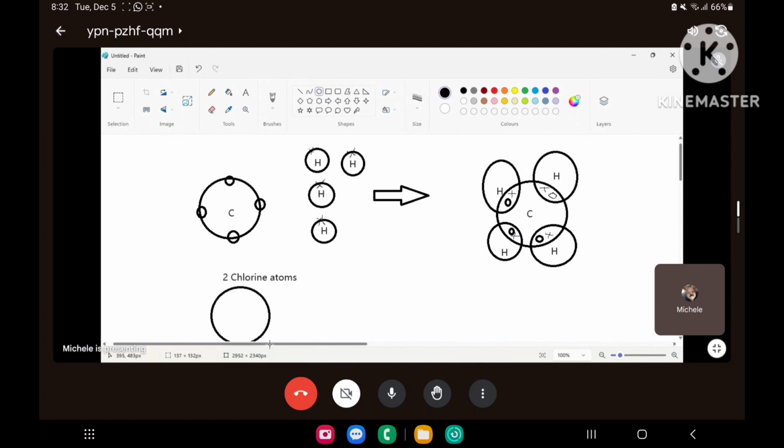Yeah, okay. Now metallic bond. Metallic bond. Can you see my screen? Yeah, yeah.